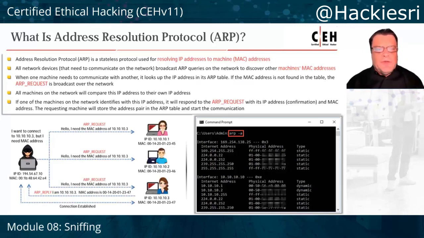All machines on the network will compare this IP address to their own IP addresses. If one of the machines on the network identifies with this IP address, it will respond to the ARP request with its IP address confirmation and MAC address. The requesting machine will store the address pair in the ARP table and start the communication. If we look at the lower left quadrant, we see this process taking place. On the lower right quadrant, we see a screenshot or excerpt of a terminal, again showing this process.